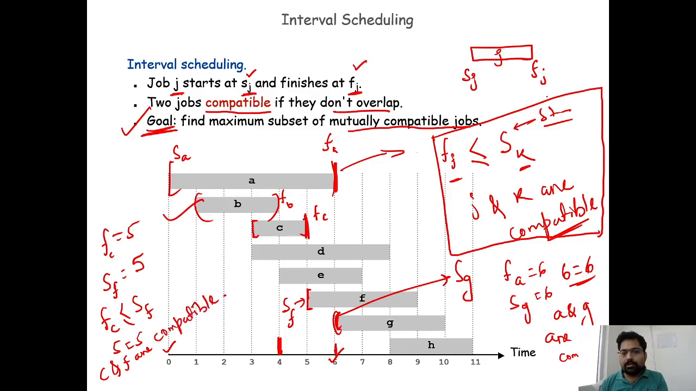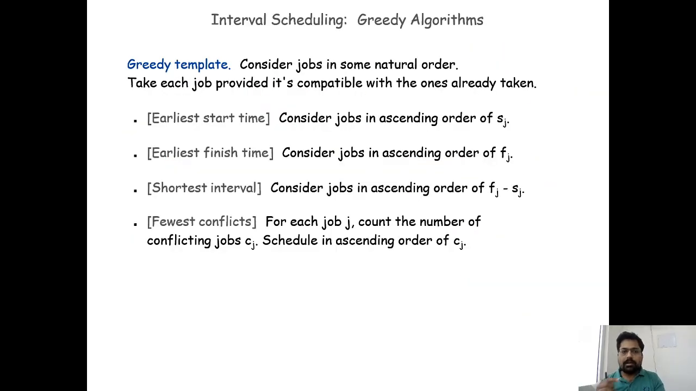Because of this condition, compatibility check, this is the starting time. Okay, this is the finishing time of j, and this is the starting time of k. This is a condition through which we can say whether it is compatible or not. Okay, so I think it is understood by you. Next we'll switch to the approach to find the maximum number of compatible sets or non-overlapping compatible sets.